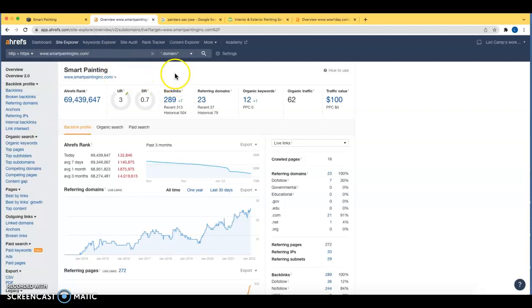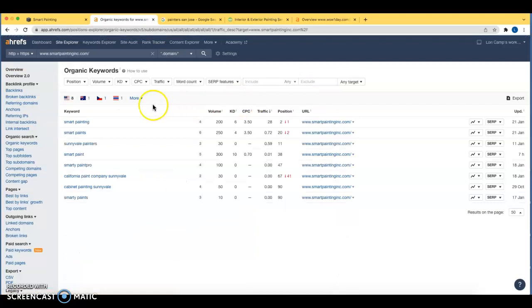So we can see from this that you guys are currently getting 289 backlinks from 23 different websites. You guys are ranking for 12 keywords, and you're currently getting 62 people per month to your website. Looking at the search terms you're currently ranking for, we can see Sunnyvale Painters is definitely one of them. You're sitting at 11th, right at the top of page 2 currently, and there's 30 searches per month for that. California Paint Company Sunnyvale, another 30 searches per month. You're sitting at 67th. Cabinet Painting Sunnyvale, 50 searches per month. You're sitting at 90th.